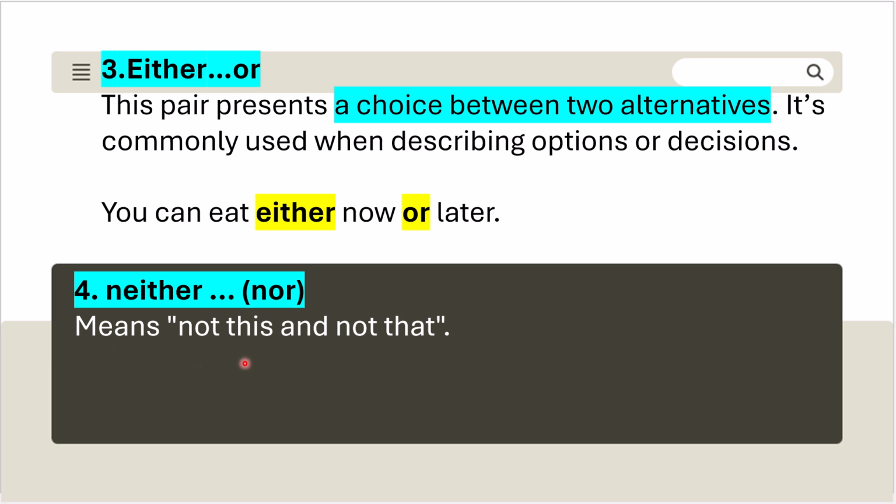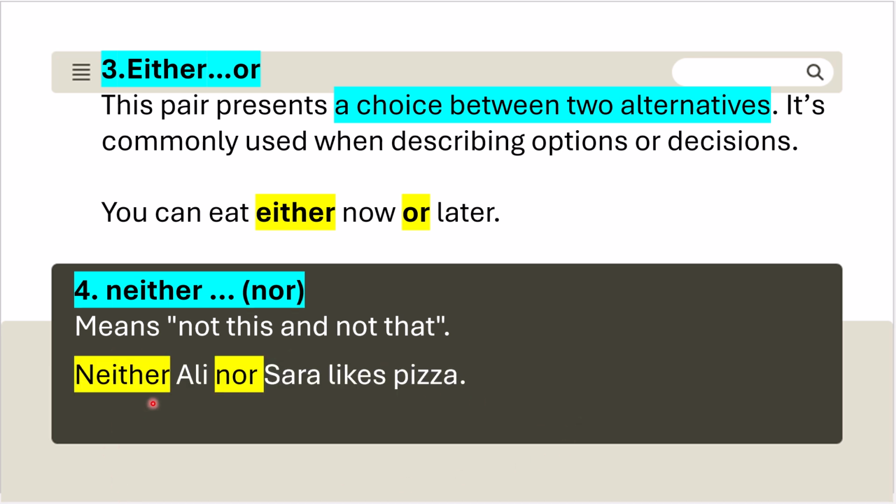The next part we will look at is neither nor. It means not this and not that. Neither Ali nor Sarah likes pizza. Sarah doesn't like it, Ali doesn't like it. So what we say, neither Ali nor Sarah likes pizza. She neither sings nor dances. It means she doesn't sing or she doesn't know dancing, she doesn't do these acts. She neither sings nor dances.